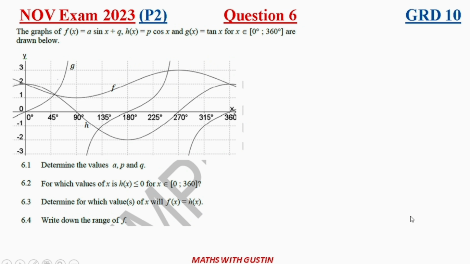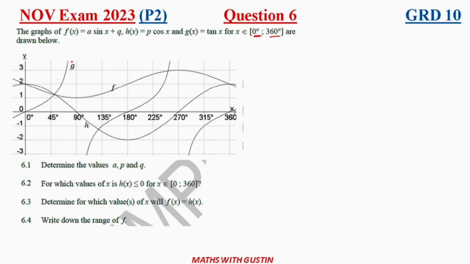Alright guys, here is question 6. Let's go through the question. The graph of f of x is equal to a sin x plus q, h of x is equal to p cos x, and g of x is equal to tan x. And these graphs are drawn on this 0 to 360 axis and are drawn below.